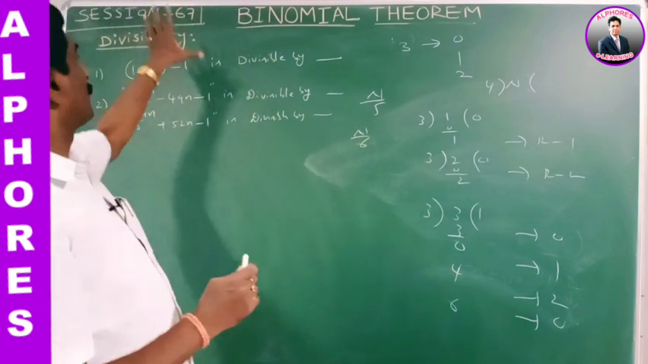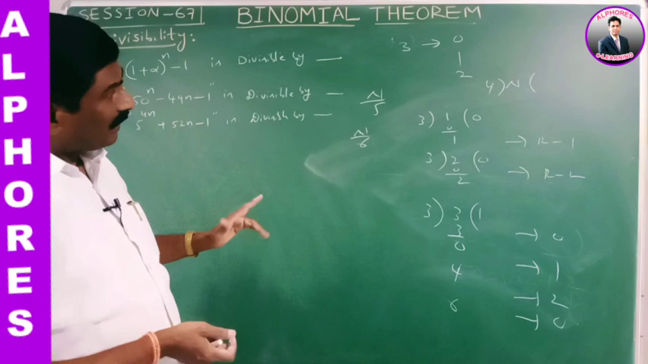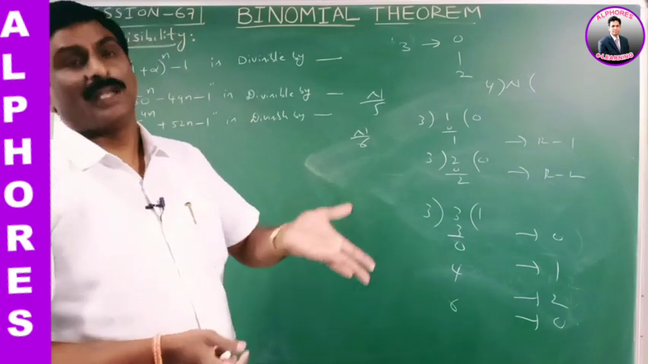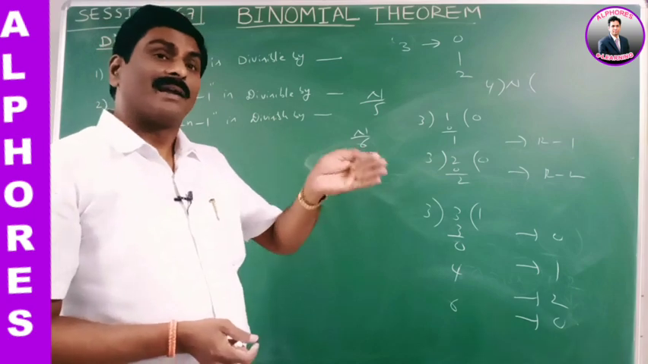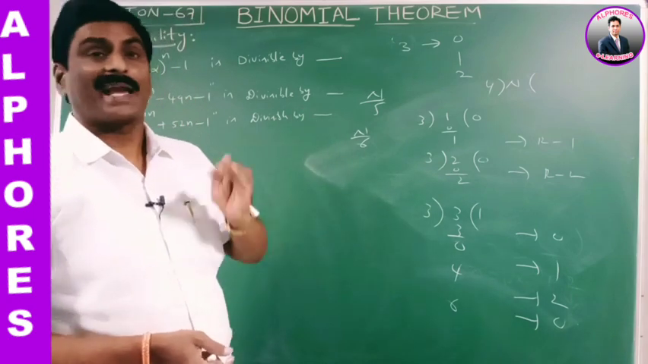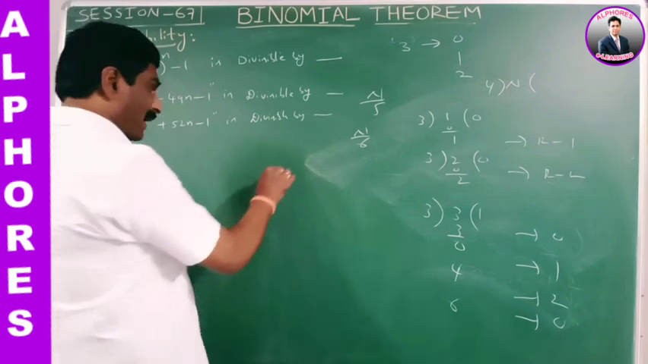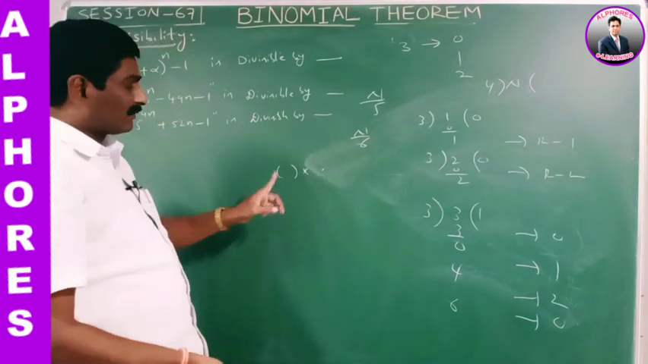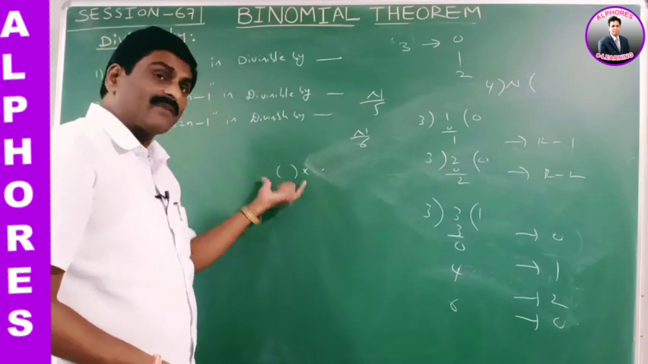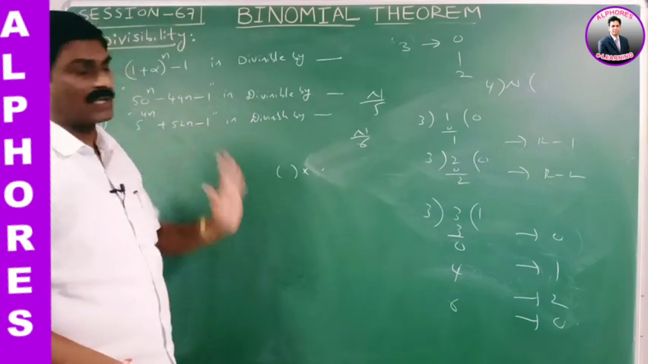In these divisibility problems, we find the remainders and which number is divisible by which value. If the number is completely divisible, then the remainder is 0. Or it can be resolved into that number times an integer. If the number can be converted into that value times an integer, then it is divisible by that value. Okay. Please observe these values.